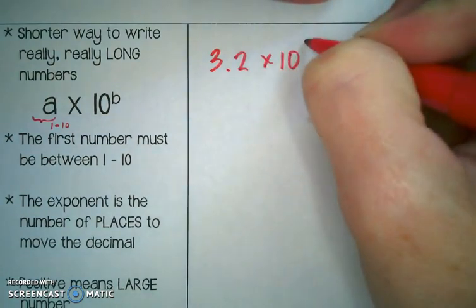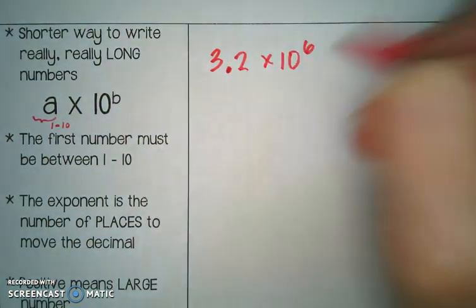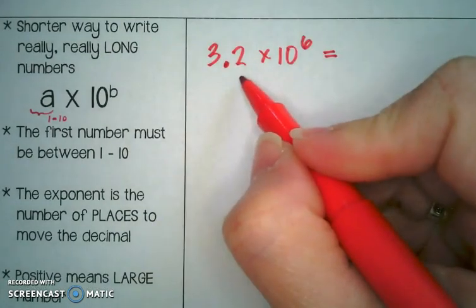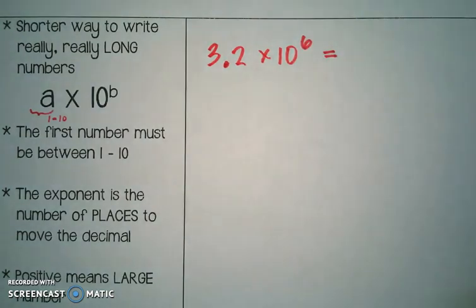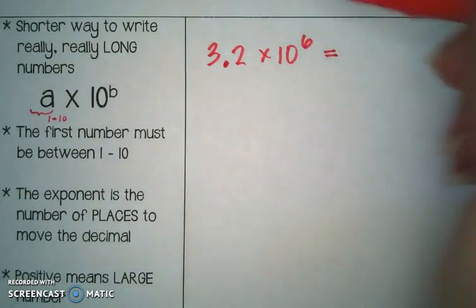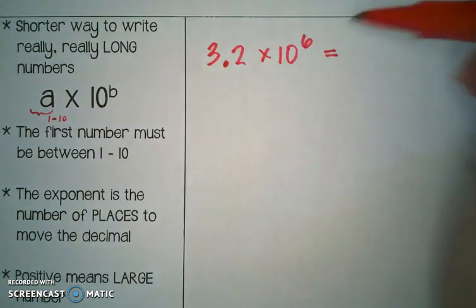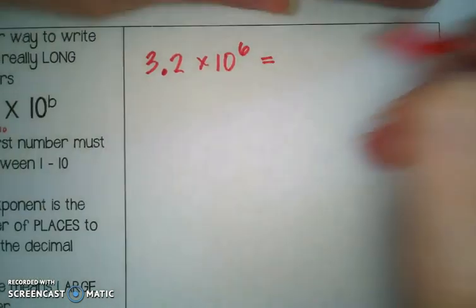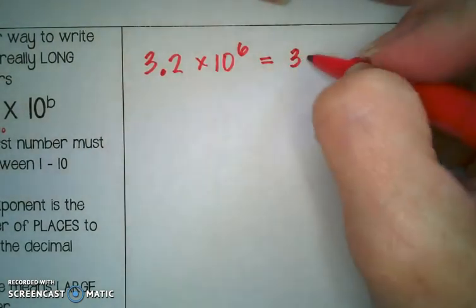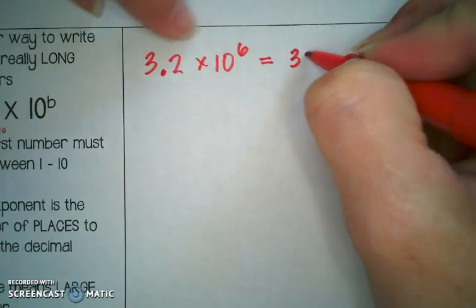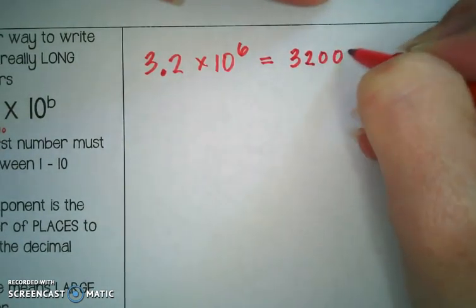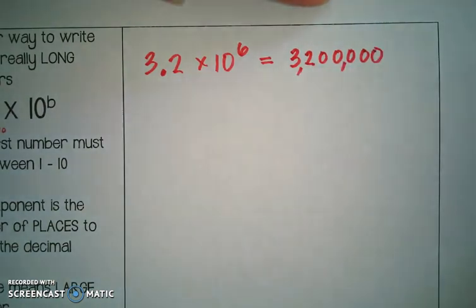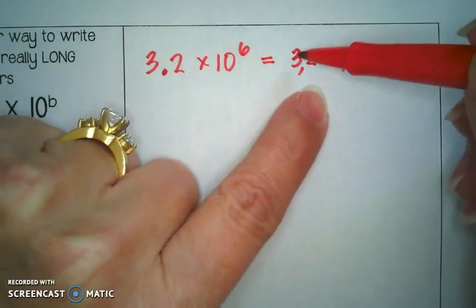All right, so let's just start with 3.2 times 10 to the 6th. So first up, this is in scientific notation. This is between 1 and 10. This tells us to move the decimal 6 places. Since it's positive, we need to make 3.2 6 places bigger. So that means we're going to move it to the right. So we start with 3. There's 1 place, 2, 3, 4, 5, 6. So 3.2 times 10 to the 6th is 3,200,000.